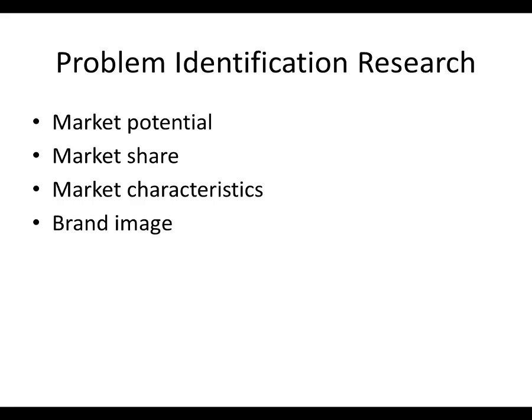There are several types of market problem identification research, including market potential, market share, market characteristics, brand image, sales research, and business trends. The first type of research we will review is market potential. Research examining market potential seeks to determine if there is a market for a particular product or service.